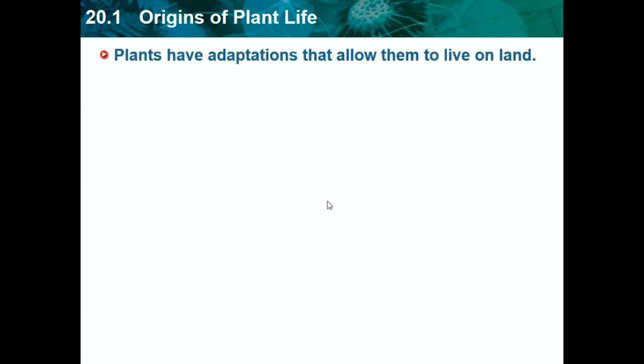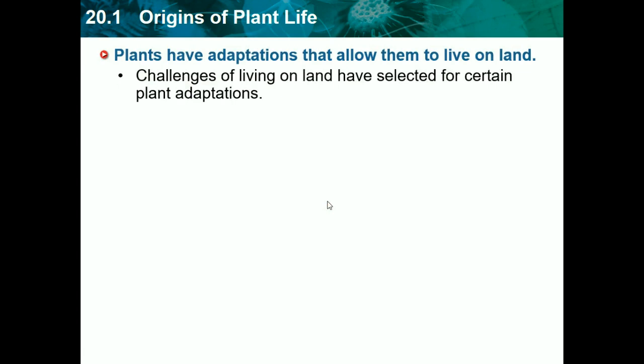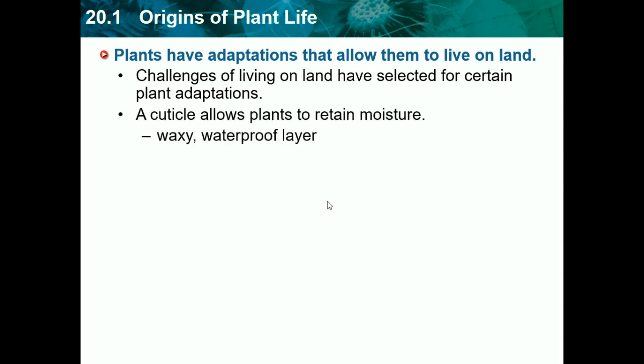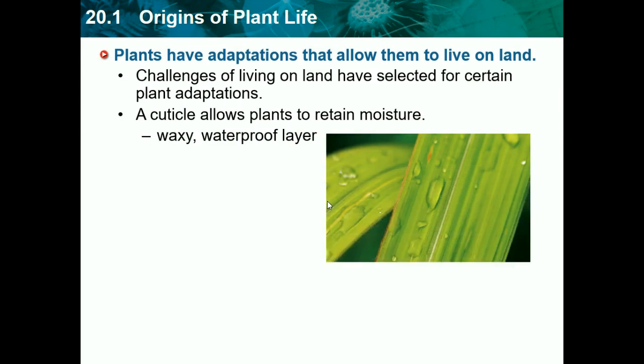Plants have adaptations that allow them to live on land. Challenges of living on land have selected for certain plant adaptations. Since living on land is different from water, natural selection chose certain traits for plants to live on land. A cuticle allows plants to retain moisture. It's a waxy, waterproof layer that helps retain moisture on dry land.